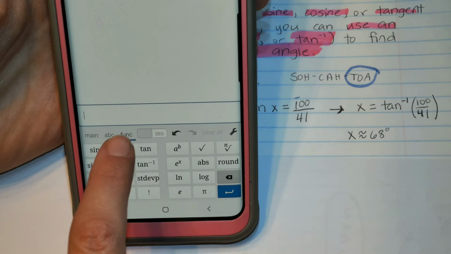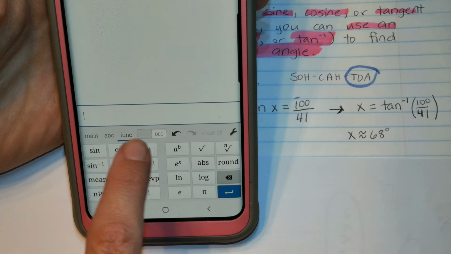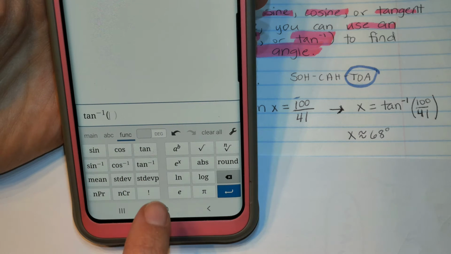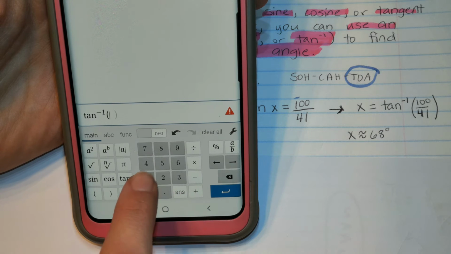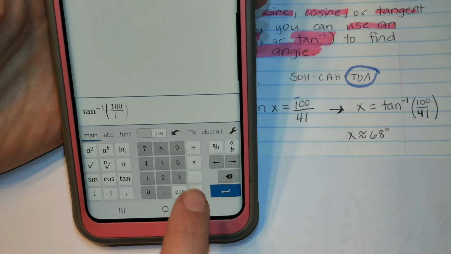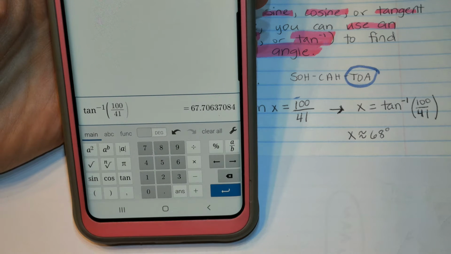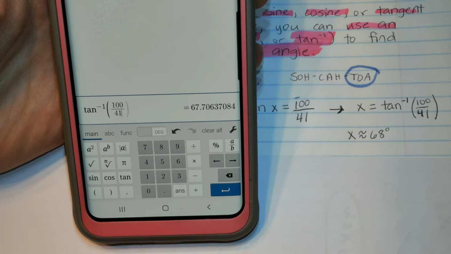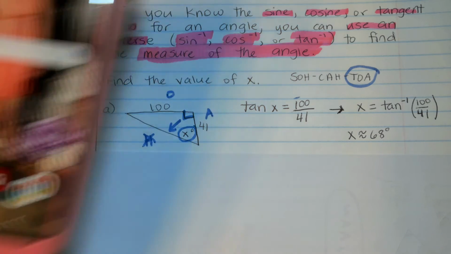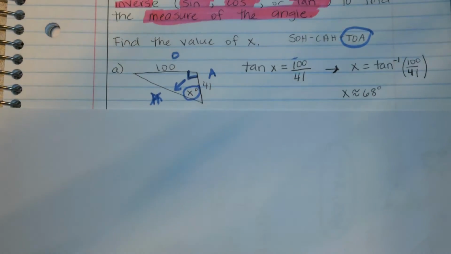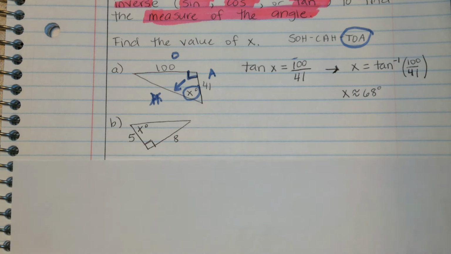So I found that you press the FUNC for function, and you can get sine, cosine, tangent, then the inverse ones. So I could press the inverse of tangent, and then I could do 100 divided by 41, and I still get the same answer. So 67.7, which rounds up to 68 degrees. So use whatever kind of calculator you can, just be comfortable using it and get used to it. So we'll do a few more examples and hopefully you'll get the hang of it.